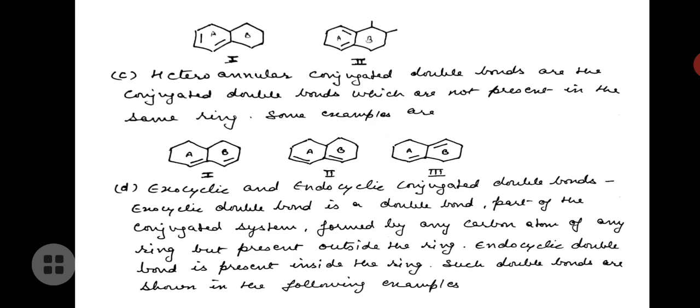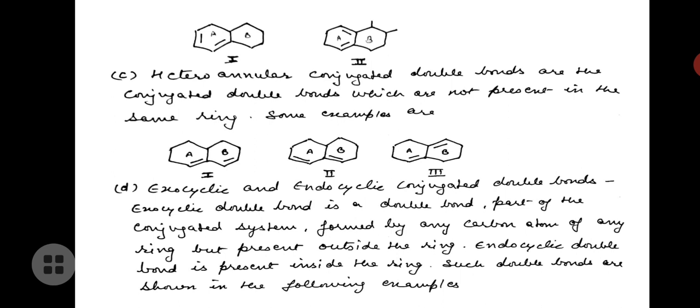A double bond in ring A, then a single bond and a double bond in ring B. So here you can see the conjugated double bonds are not present in the same ring. One is present in ring A and the other is present in ring B. So this is a heteroannular diene. See this second example. Here again two rings A and B, and the conjugated double bonds are present in different rings. That is, one is present in ring A and the other is present in ring B.